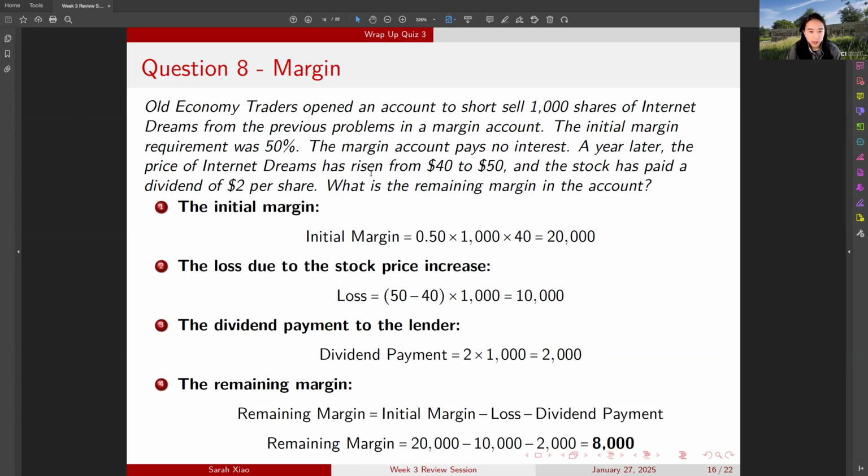Old economy traders opened an account to short sell 1,000 shares of Internet Dreams from the previous problems in a margin account. The initial margin requirement was 50%. The margin account pays no interest. A year later, the price of Internet Dreams has risen from $40 to $50, and the stock has paid a dividend of $2 per share. We are asking, what is the remaining margin in the account?